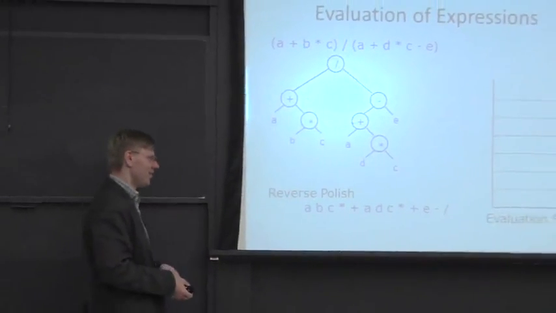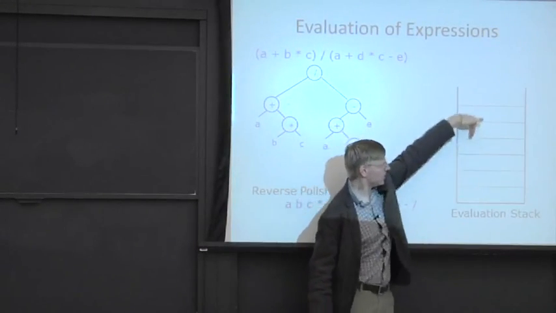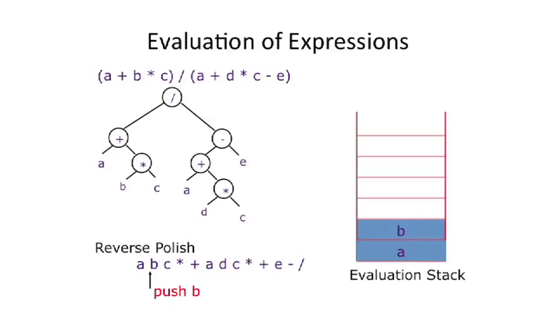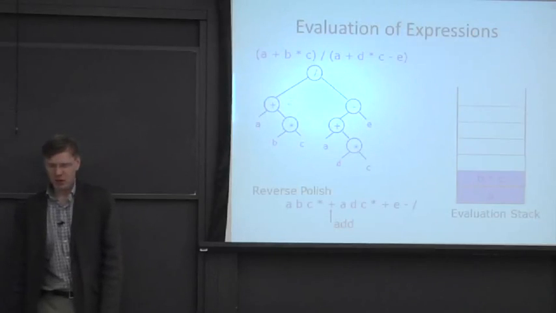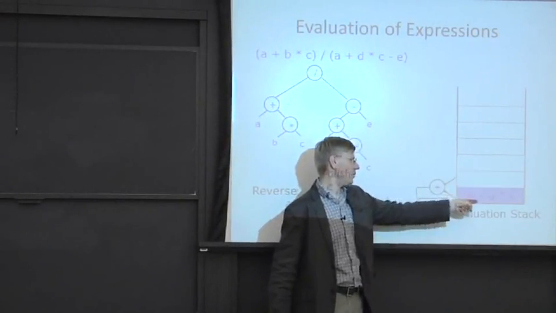Here we have an evaluation stack, and the top of the stack is whatever's on the top in this picture. First we're going to push A, so A shows up on the stack. Then we push B, we push C, and then we do a multiply. We take the two entries on the top of the stack, multiply them, and put the result into this entry in the stack. Then we say add, and it adds the two top things on the stack and puts the result here.